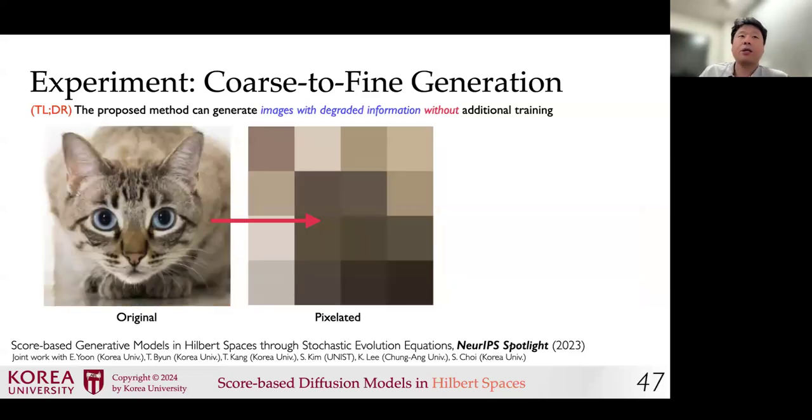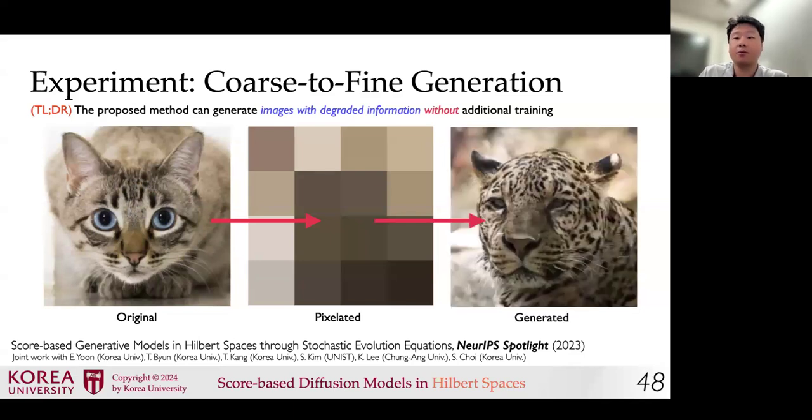Very interestingly, we can generate images not only from the blurred image, but also from the pixelated space. These are low-resolution images generated from pixelated cat images. As you can see in this experiment too, we don't have to train our model additionally; we can just start with this pixelated image to generate this image.